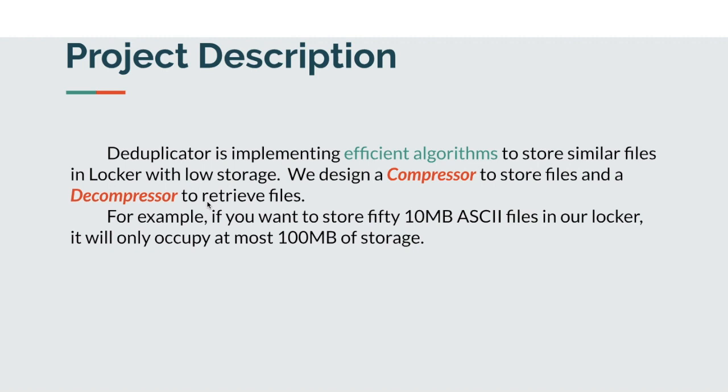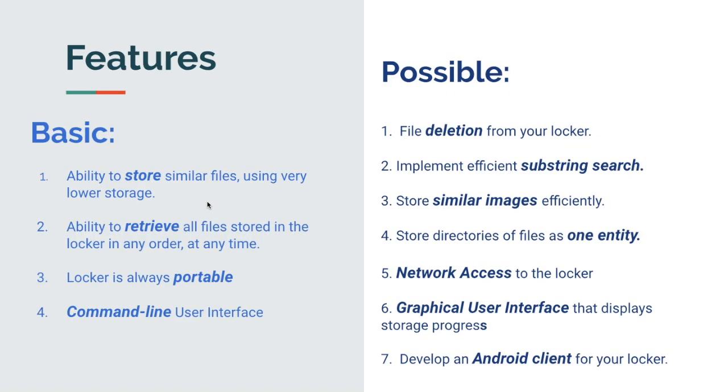For our project description, Deduplicator is implementing efficient algorithms to store similar files in Locker with low storage. We design a compressor to store files and a decompressor to retrieve files. For example, if you want to store 10 MB files in our Locker, it will only occupy at most 100 MB of storage.